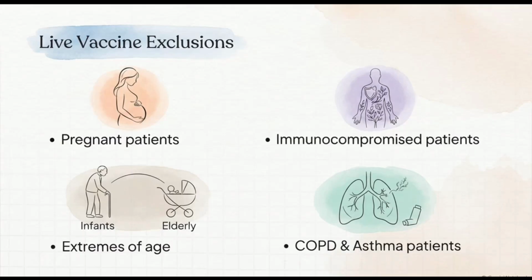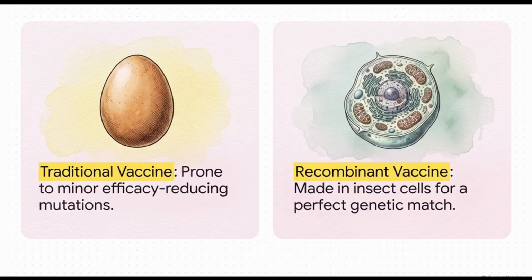Now, while that live attenuated nasal spray is a fantastic option for healthy folks between 2 and 49, we have to be very clear about who is strictly excluded. Because it is a live, albeit weakened, virus, we absolutely cannot give it to pregnant patients, the immunocompromised, or those at the extreme ends of age. Crucially, we also exclude patients with COPD or asthma. The live virus could actually trigger a dangerous immediate bronchospasm in their already susceptible lungs, and we definitely want to avoid that. Which brings us to a really fascinating comparison in how these vaccines are actually made.